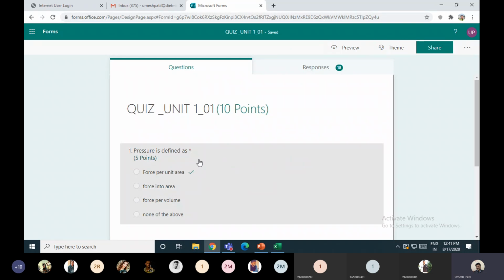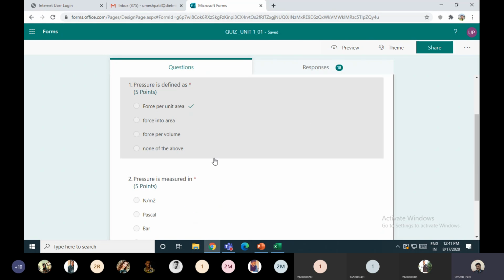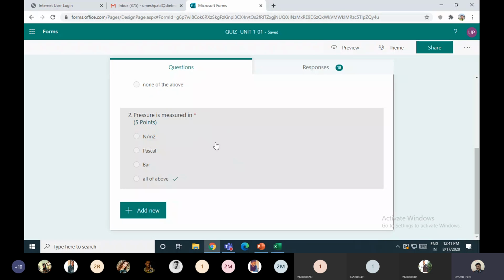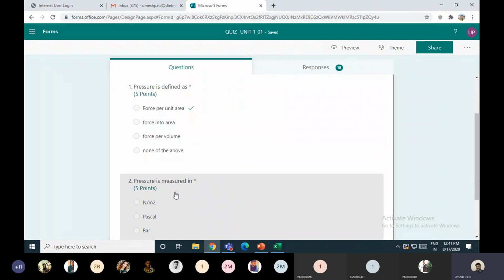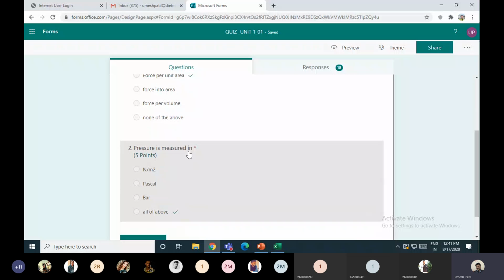So almost all students gave the answer of the first question correctly. Pressure is defined as force per unit area, and pressure is measured in Newton per meter square, because we know Newton is the unit of force and meter square is the unit of area. According to the definition, pressure is defined as force per unit area. So Newton per meter square is the unit of pressure. It is correct. So the first option is correct.